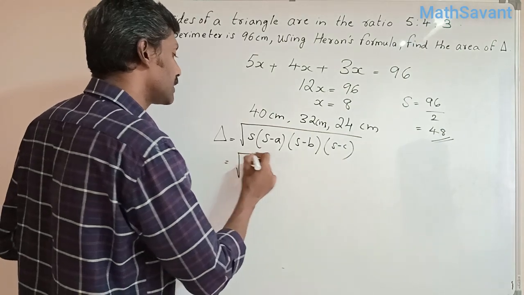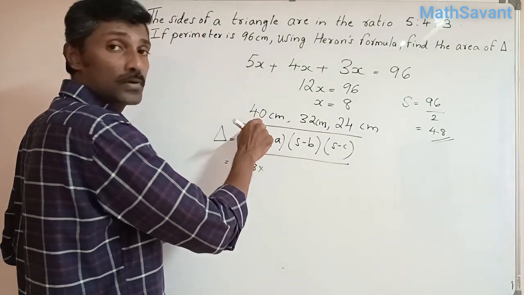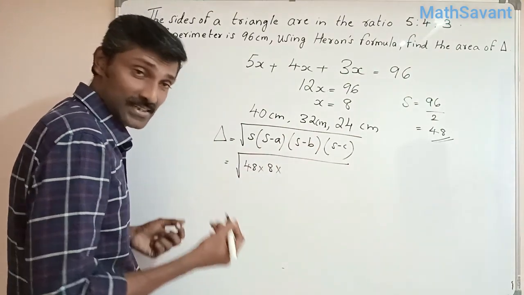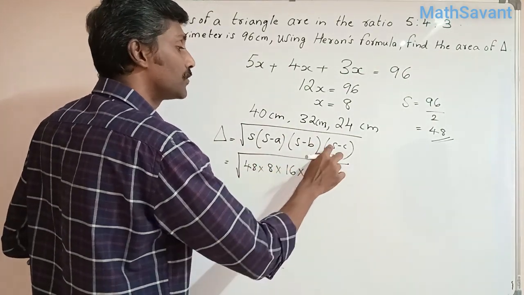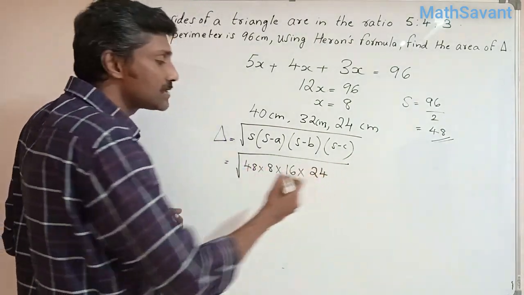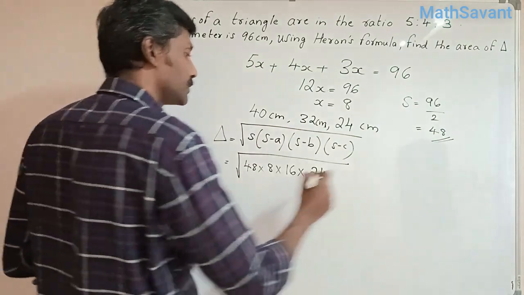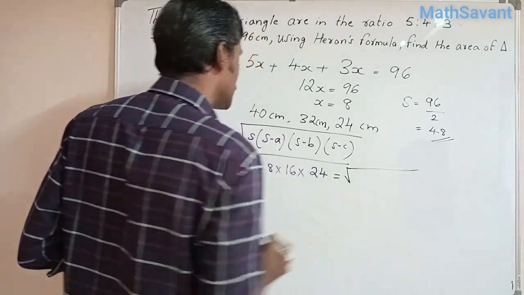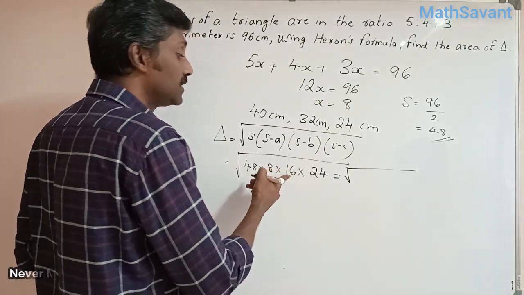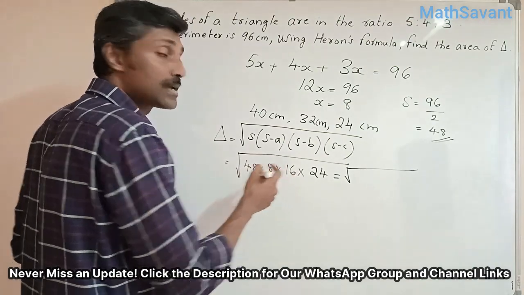This is equal to square root of 48 into 48 minus 40 is 8, into 48 minus 32 is 16, and then finally we have 48 minus 24, which is 24, okay? Now let's factorize this and try to find out the square root using the prime factors. Well, 16 is definitely a perfect square, so I can take that out of the square root. So square root of 16, I can say it's 4, right?